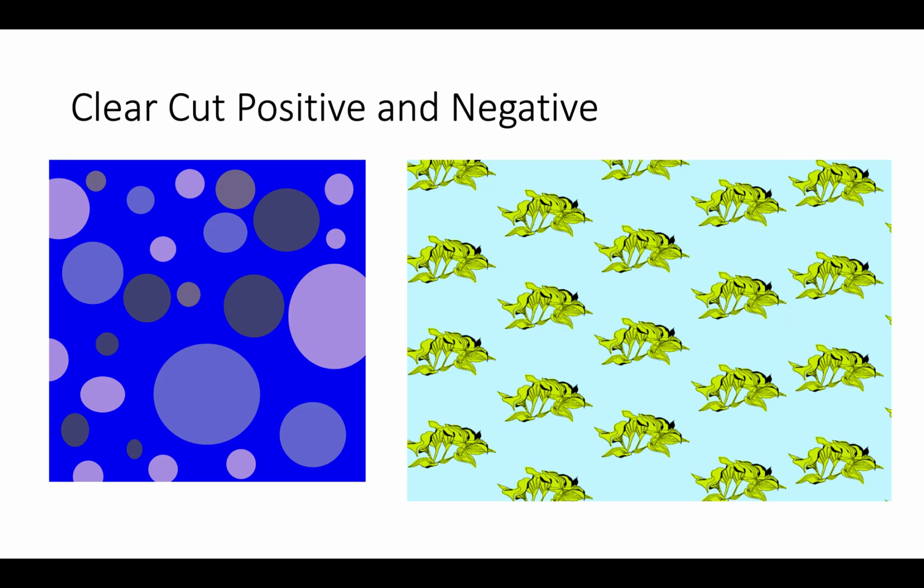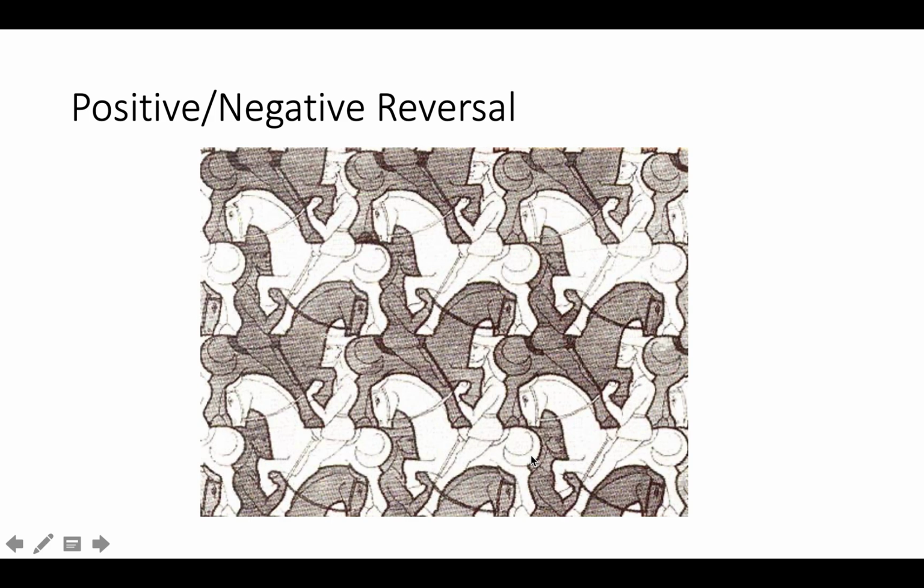Clear-cut positive and negative. Okay, so we looked at these patterns. What's the positive space? Well, here, the positive are the circles. And the negative would be this blue background. It's clear, it's easy to read. Here is the same thing. The positive are the hostas, and the negative is this light blue background. Easy peasy. It's clear cut.